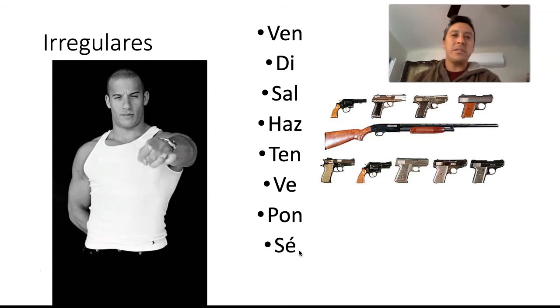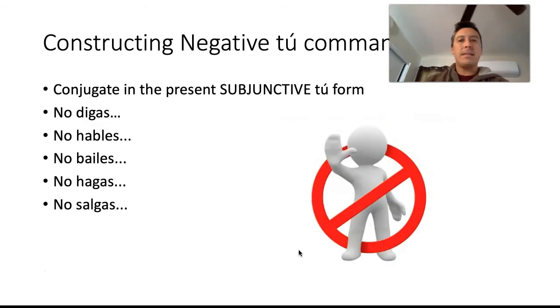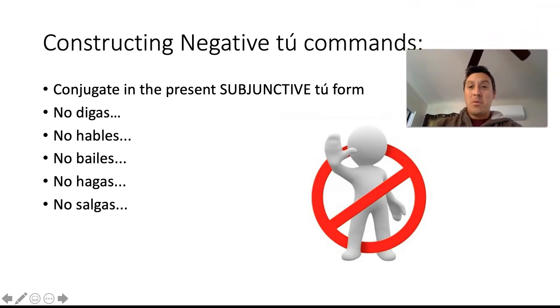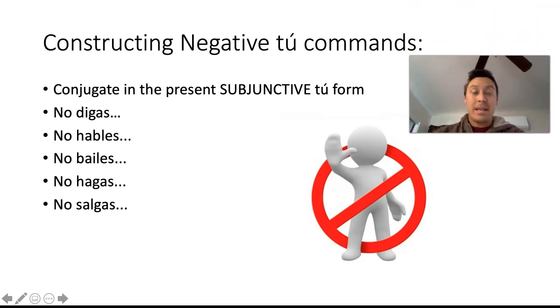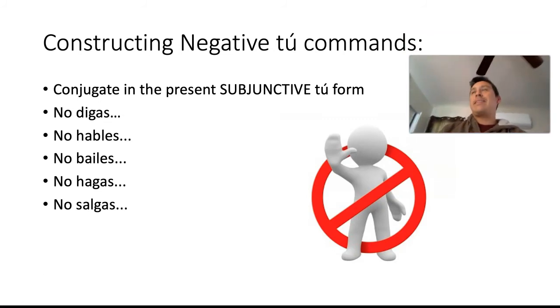So here's a little understanding check real quick to see if you know how to do these irregulars, what these belong to. Okay. Next. In addition to the irregulars, you've also got some negative tú commands. And this is super easy. This is also going to roll over into how we do usted form commands and y'all form commands. You essentially just use the subjunctive.